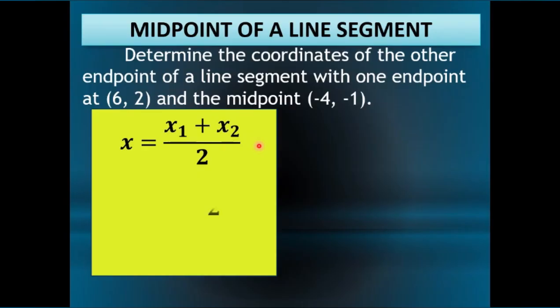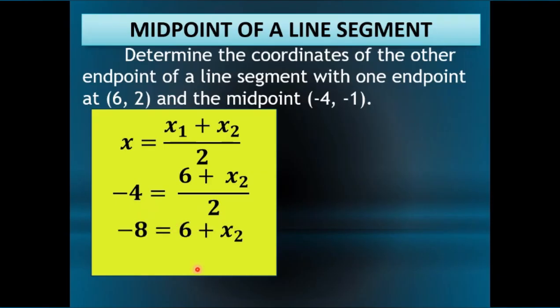By substitution, we have -4 equals 6 plus x sub 2 over 2. And then we get the cross product of 2 and -4. 2 times -4 is -8 equals 6 plus x sub 2. We apply the APE by adding -6 both sides. So we have -8 plus -6 equals x sub 2. So we have x sub 2 is equal to -14.